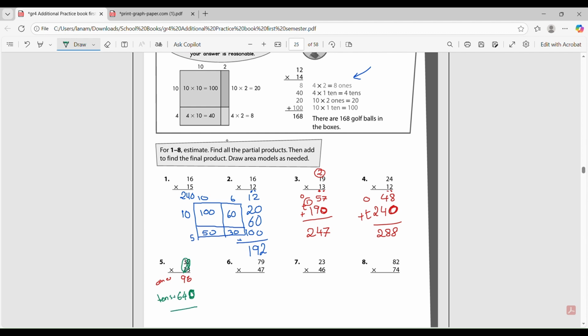I will add these numbers. I will have 6, 6 plus 0 is 6, 9 plus 4, 13. And here I have 1 plus 6, 7.